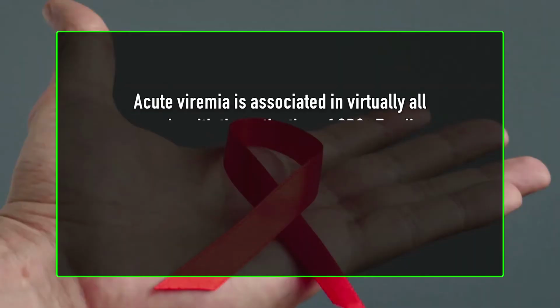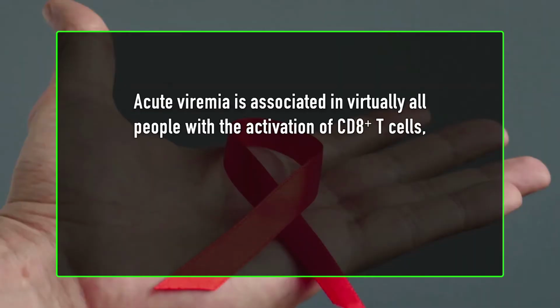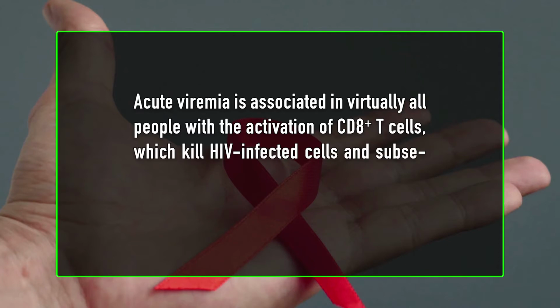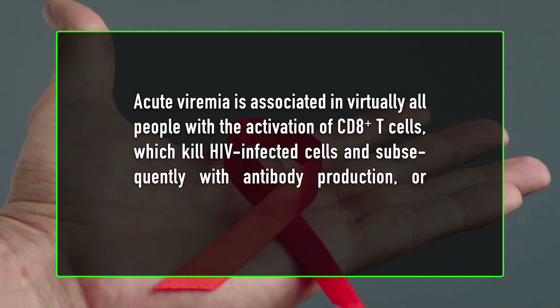This response is accompanied by a marked drop in the number of circulating CD4 positive T cells, which we also call T helper cells. This acute viremia is associated in virtually all people with the activation of CD8 positive T cells, which kill HIV-infected cells, and subsequently with antibody production, or seroconversion.